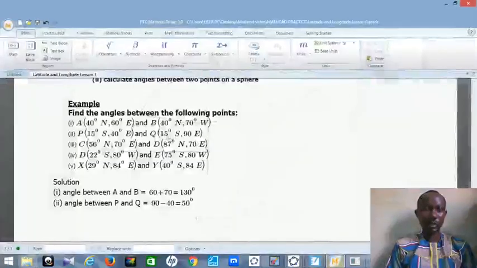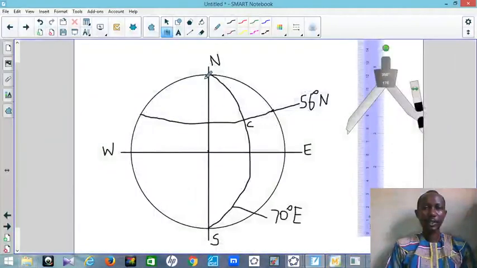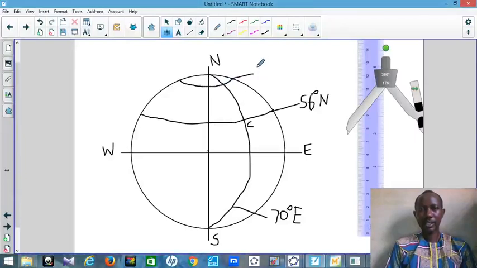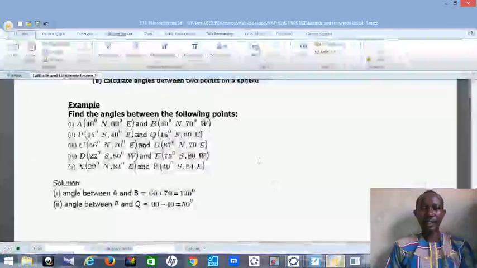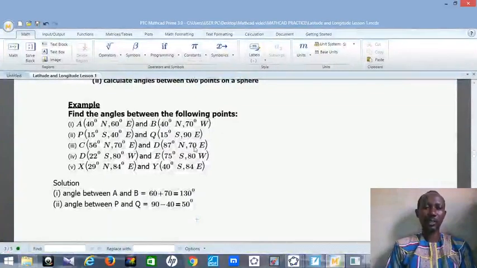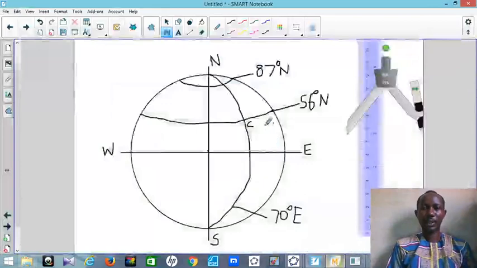Then the next coordinate, which is point D, is 87° north. So 87 should be closer to 90. No, the tip here is 90. So 87, let's just assume here to be 87. Remove like this. And make sure you label it 87 degrees north also. Then the other angle is also 70° east. So we already have it there. So that is point D. Then you label it as point D.